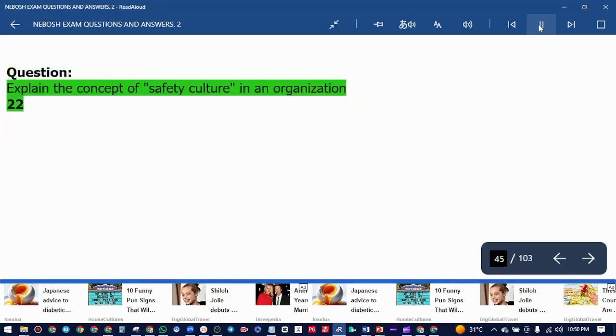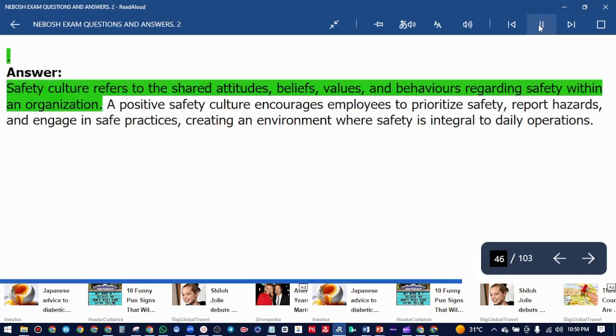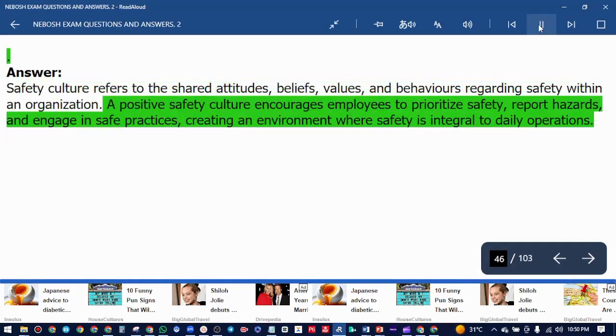Question 22. Explain the concept of safety culture in an organization. Answer. Safety culture refers to the shared attitudes, beliefs, values, and behaviors regarding safety within an organization. A positive safety culture encourages employees to prioritize safety, report hazards, and engage in safe practices, creating an environment where safety is integral to daily operations.